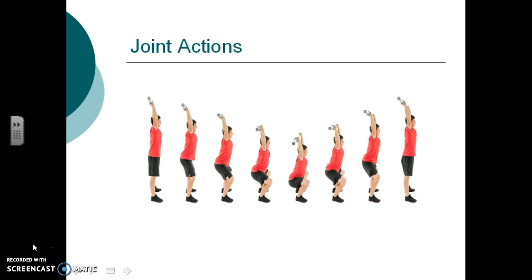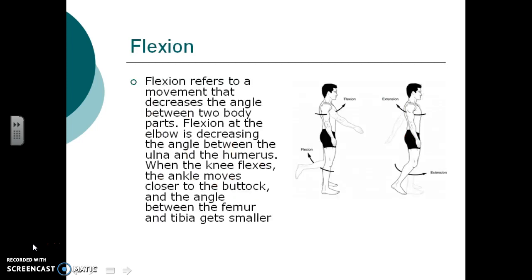Okay, so I want to talk about the joint actions. It's the 3rd page, I believe, in your pamphlet. It should have small squares of people moving and little definitions next to it. All right. So the first two we're going to talk about are flexion and extension. They're probably two of the biggest ones you've heard of.